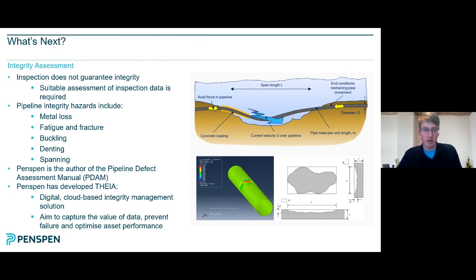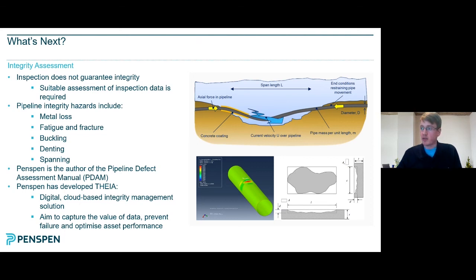PenSpen is the author and manages the PDAM JIP, which outlines best practice for pipeline defect assessment. So we can provide a number of consultancy services in terms of assessing defects that are found through inspection or other monitoring. And then in September, PenSpen launched THEA, which is an online cloud-based integrity management solution, the aim of which is to help operators maximize the value of the data that they gather from operation and inspection. It also allows for more rapid assessment of defects, and that will hopefully support more rapid decision making in the context of pipeline integrity.